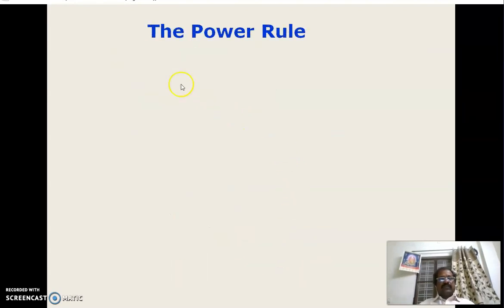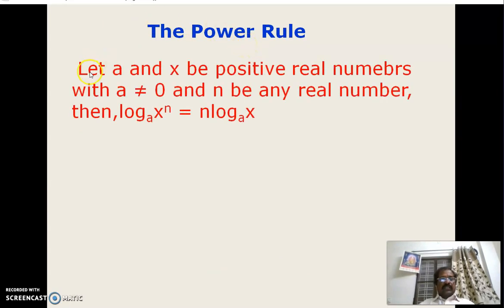Go to the third one, the power rule. The power rule is: let a and x be positive real numbers with a not equal to 1 and n be any real number. Then log x to the power of n to the base a is equal to n log x to the base a, the exponent will be multiplied. This is the third property of the logarithms.